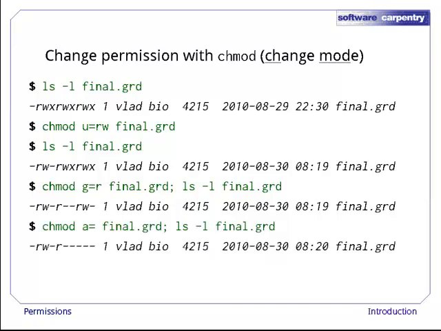Finally, let's give all, everyone on the system who isn't the file's owner or in its group, no permissions at all. That's what a= means. The a signals that we're changing permissions for all, and since there's nothing on the right of the equals, all's new permissions are empty. Those are the basics of permissions on Unix.